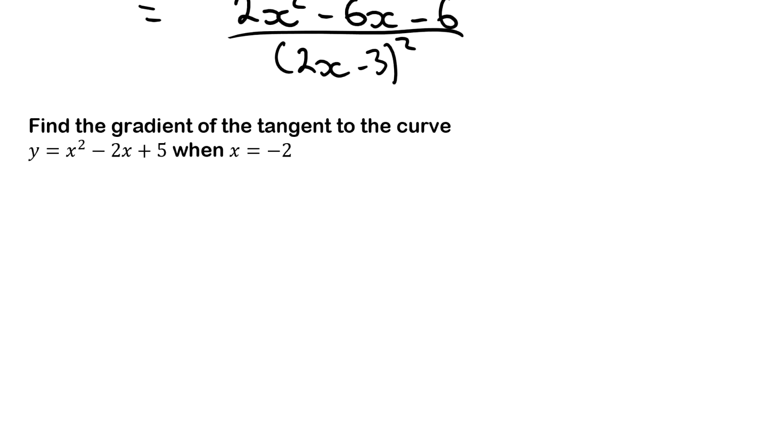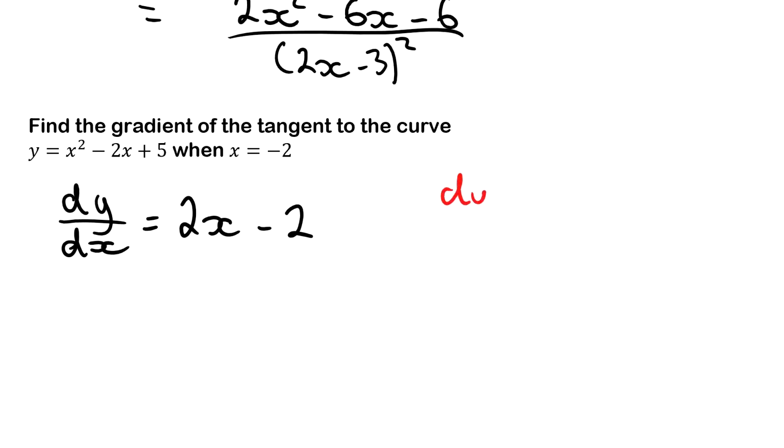All right. Next, find the gradient of the tangent to the curve y equals x squared minus 2x plus 5 when x is negative 2. So the tangent, remember differentiation is also known as a gradient function. So we start by finding our differentiated equation. So dy/dx is going to become 2x minus 2. We then know, so remember, over here, dy/dx equals m, which equals gradient. It's important to remember that.